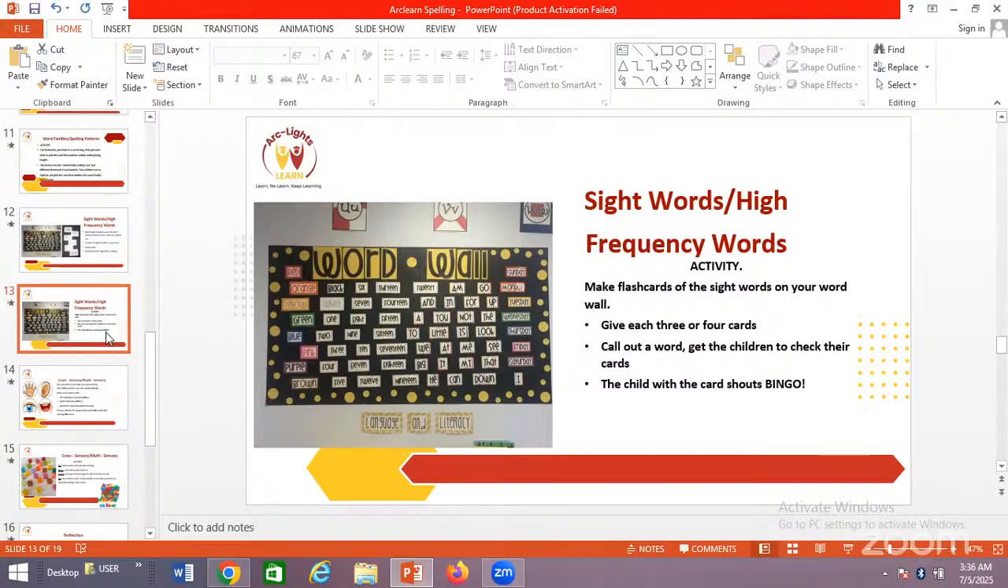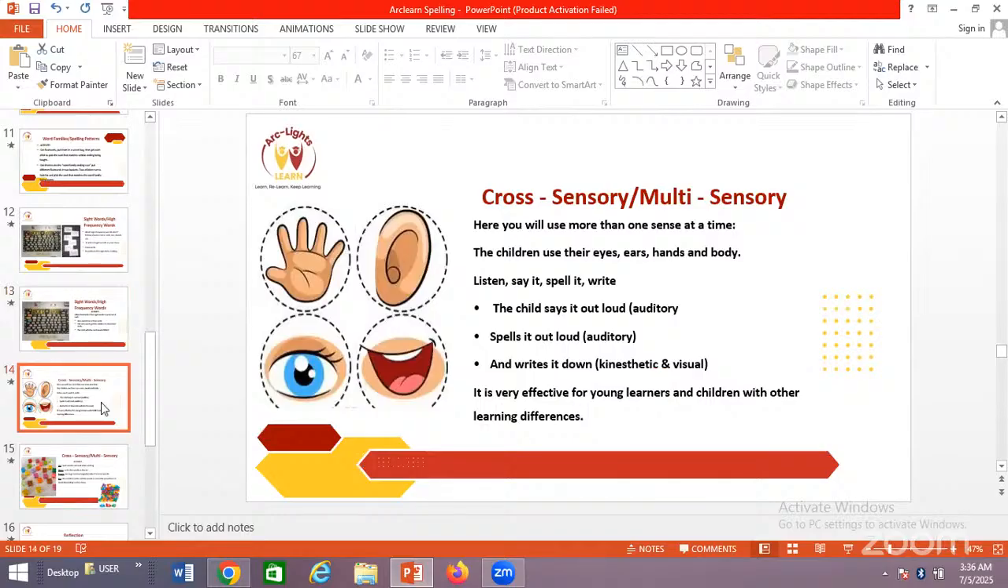Word wall is not only for grammar. Anything in science, words you feel the children need to know before they get to the next class, or they will see in other subjects, you add it onto your word wall. So those are the activities you can do. Now let's go to the next one.